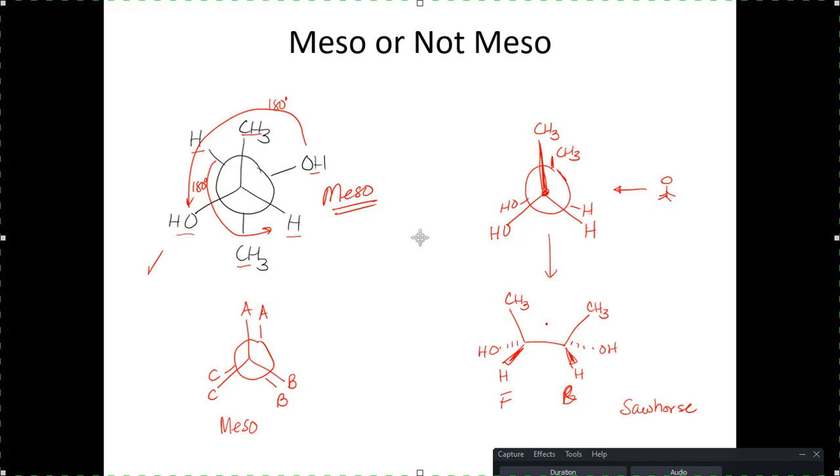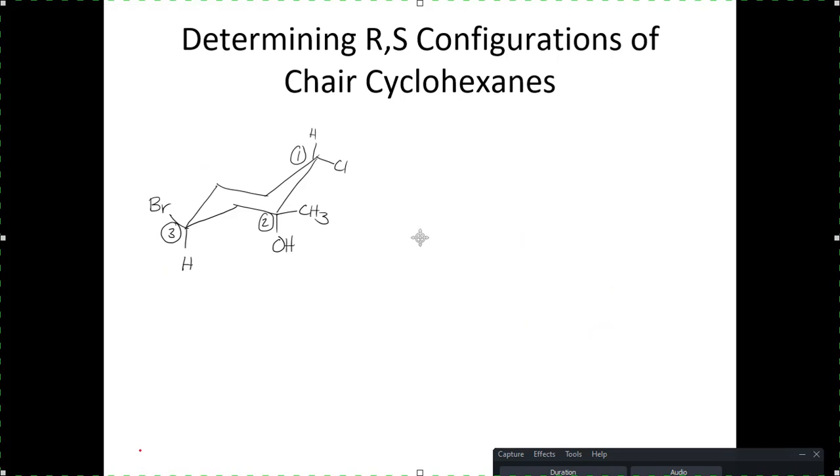So the mirror plane then, that's the mirror plane. The mirror plane then cuts through the front carbon and the back carbon bond. And that's where the mirror plane aligns the groups. Okay, so that's how we look at Fischer projections to determine whether or not they are meso or not meso. But again, you only have to check for meso if the groups on the front carbon are exactly the same as the groups on the back. It could be meso. Okay.